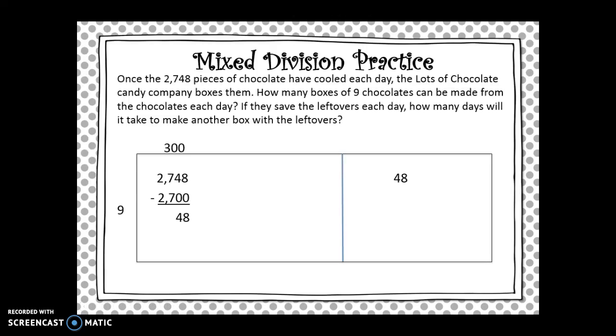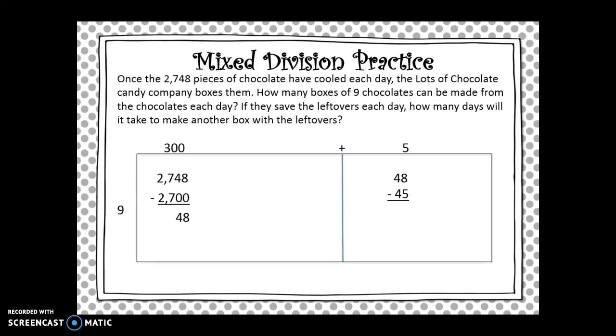I have to think to myself, what times 9 gives me close to 48 without going over? Pause the video as you think about what you can multiply times 9 that gives you close to 48 without going over. If you said 5, you would be correct. I can make 5 groups of 9 and get as close to 48 as possible. Now I have to multiply 5 times 9 and write that product right underneath 48. You will see that I have written 45.